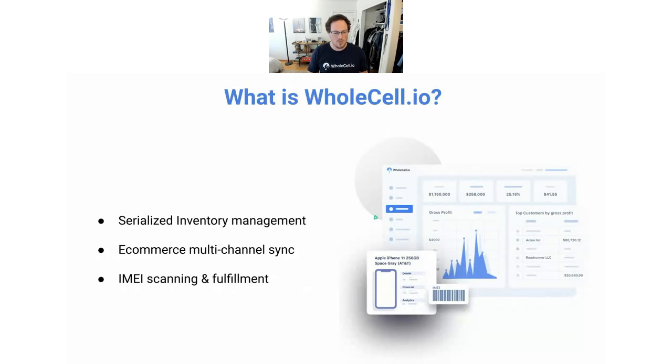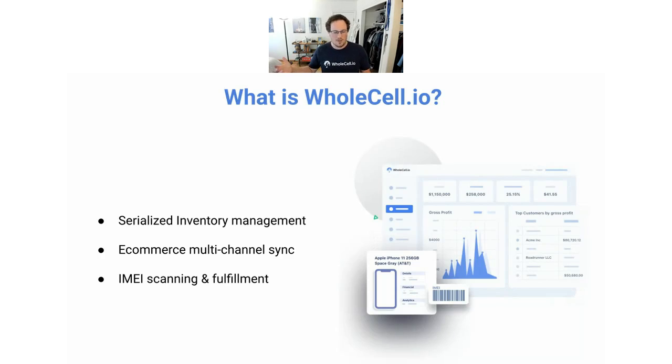that your quantity has now changed of your available inventory. And then the last piece there that you see is IMEI scanning and fulfillment. Another benefit of WholeCell is that when you've got a sales order that comes in, you can scan the specific IMEI of a device that you're shipping out to your customer, and it makes it a lot easier to keep track of the history of these things as they go through your system.